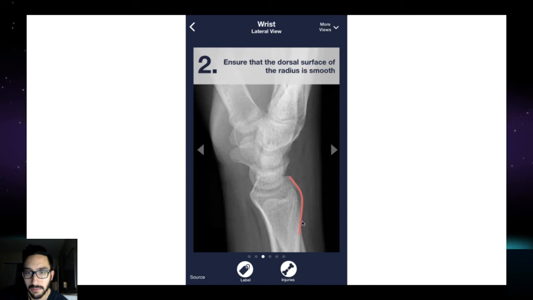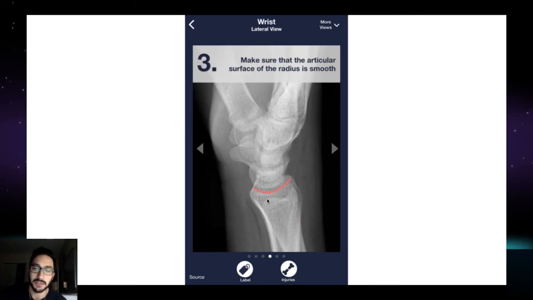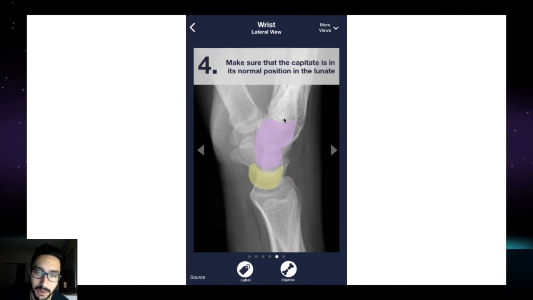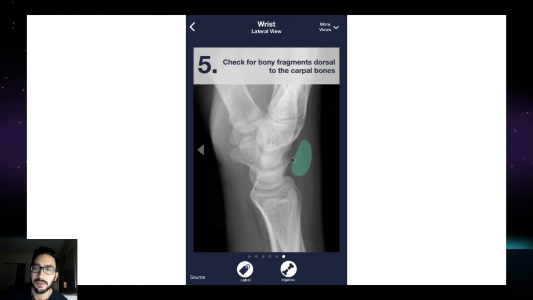And you also want to take a look at the dorsal surface to make sure it's smooth, making sure there's no fracture particles or fragments, and that the articulating surface, again, we looked at in the AP view, and we'll want to look at in the lateral view, the articulating surface between the radius and the lunate. You want to ensure proper anatomic alignment of your lunate and your capitate. And then lastly, you want to check for any bony fragments in the dorsal compartment here.